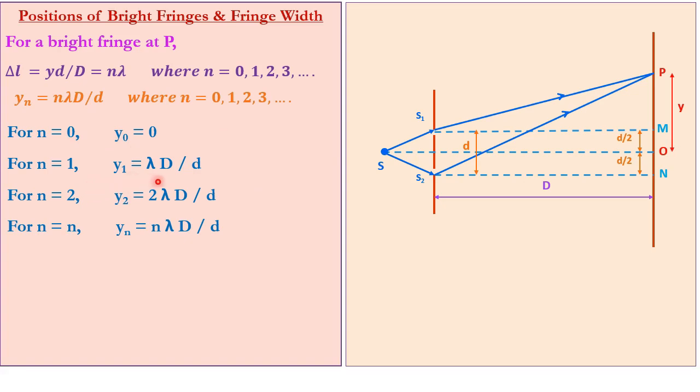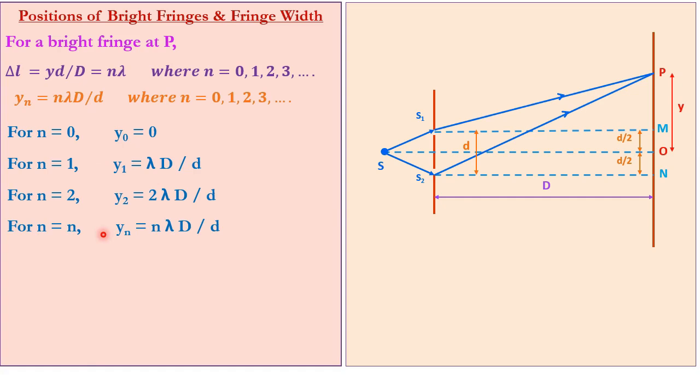y1 is equal to n lambda D by d, so this distance will be lambda D by d. For the second, it will be 2 lambda D by d. For the third, it will be 3 lambda D by d, and so on. For the nth, it will be n lambda D by d. Here I have a number of bright fringes. My aim is to find the fringe width.